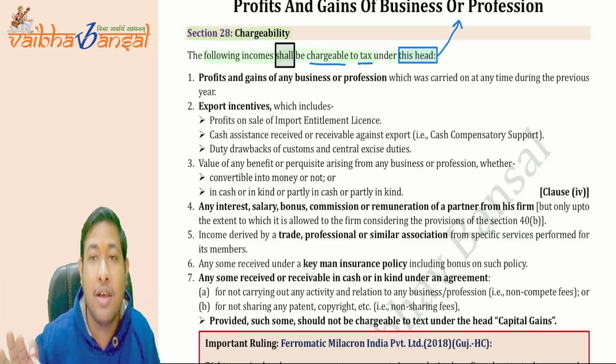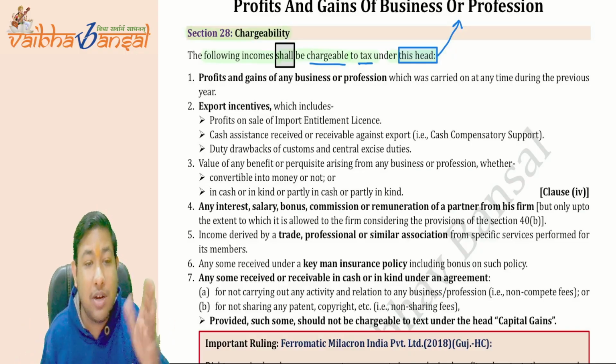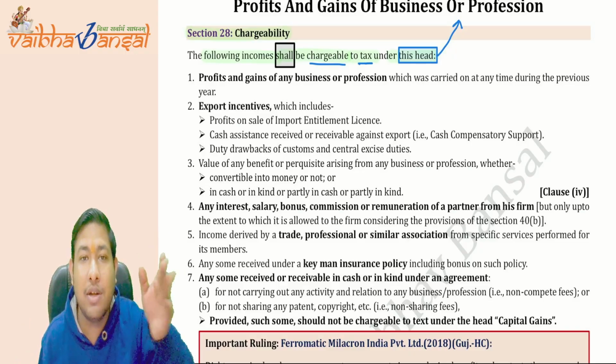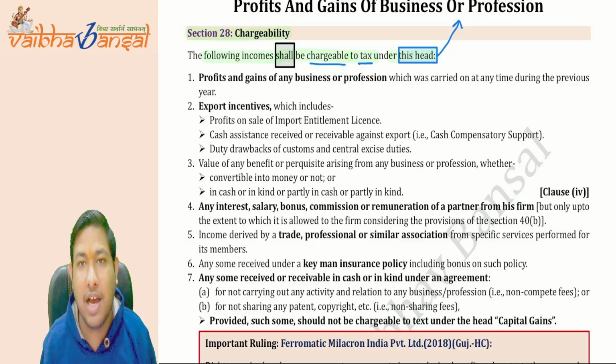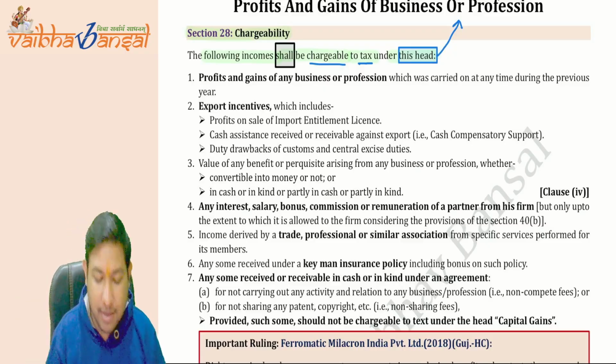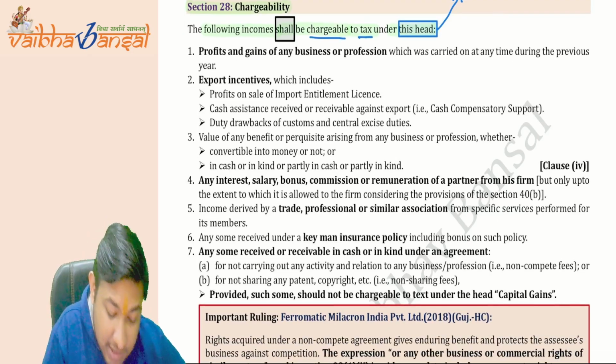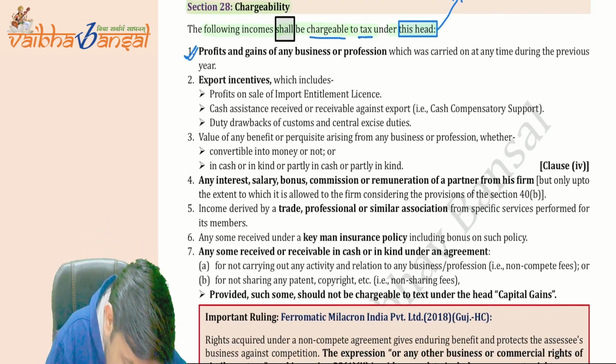Like salary, other sources, house property or capital gain, these incomes are not going to be taxed under any other head, but only under PGBP. I hope it is clear. First line is clear. Now to the second. See, the first point is a very generic point.